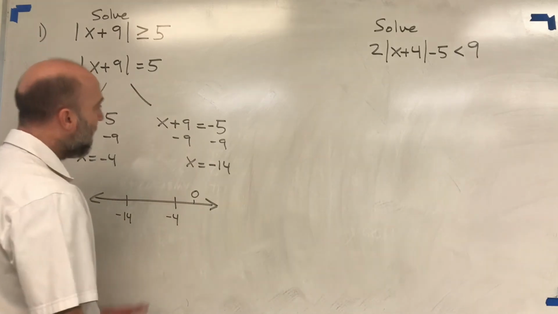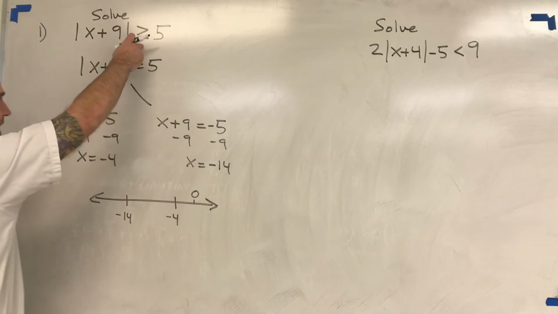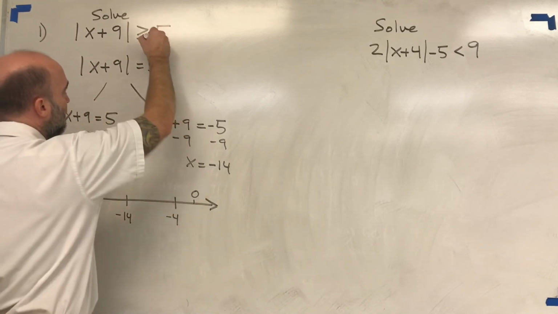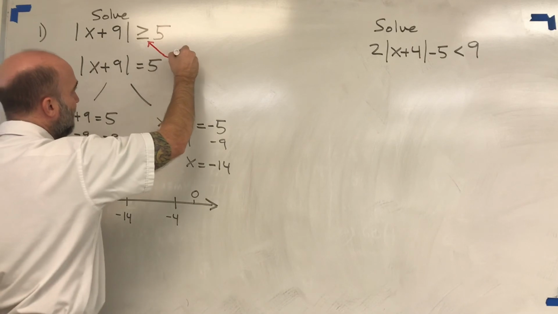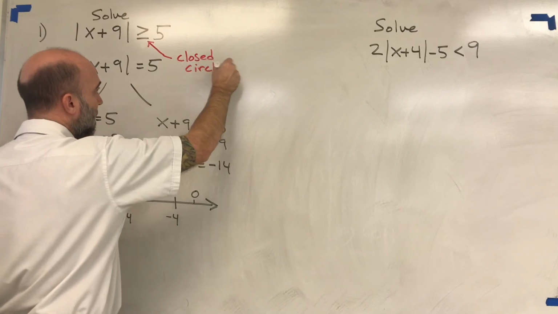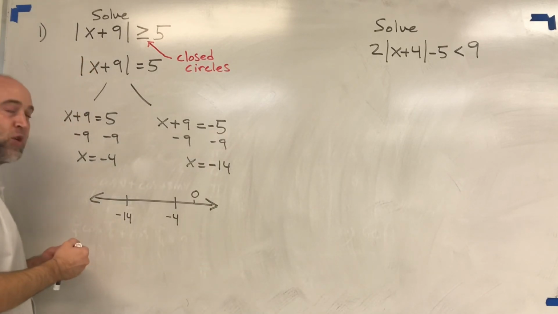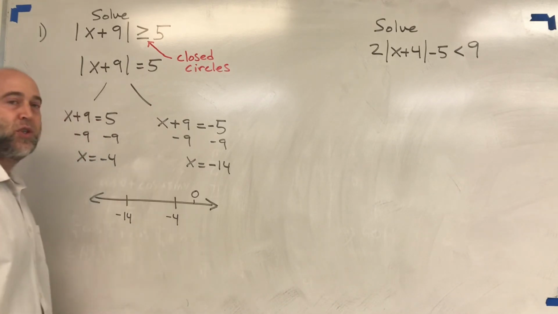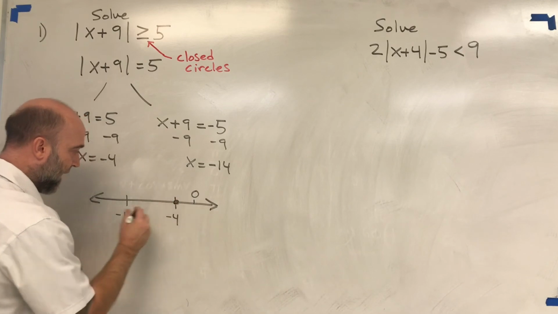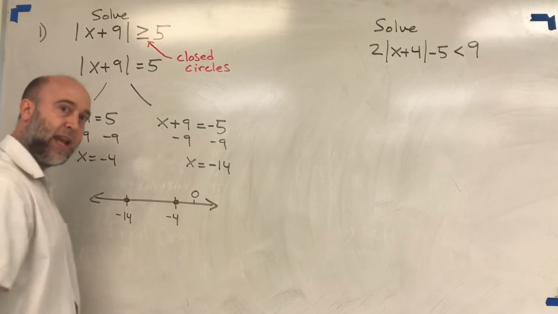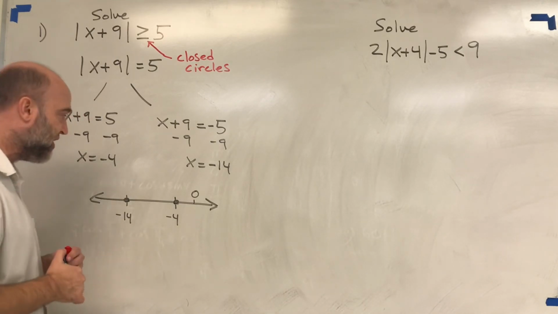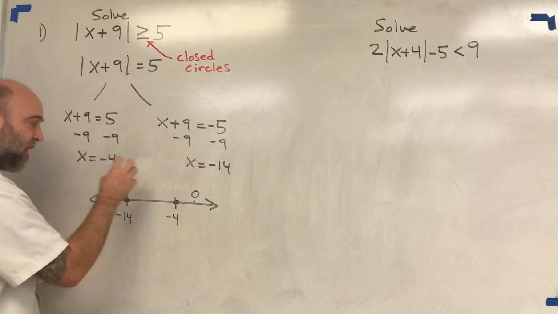All right, now we go back to the original problem to see how we mark this. The original problem has an equal sign. So that equal sign right there means closed circle. Closed circles. So wherever I have the critical value, those are also solutions. So I close the circle in on negative 4, that's a critical value, and I close the circle in at negative 14, that is also a critical value. So now I need to do test regions. I need to see where are the possible solutions.